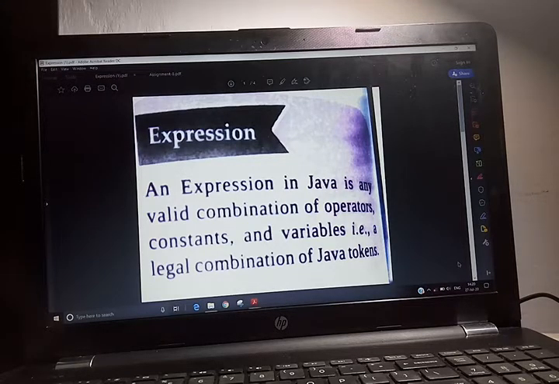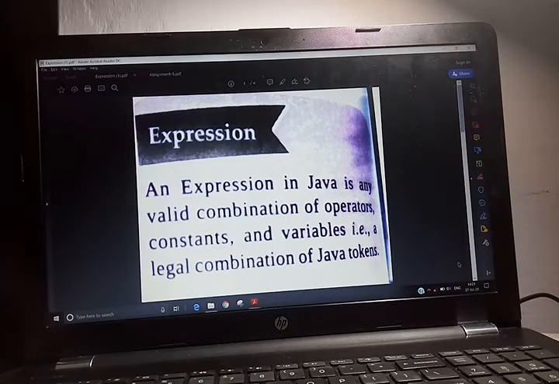An expression in Java is a valid combination of operators, constants and variables. An expression is composed of one or more operators. The objects of the operators are referred to as operands. The operations are represented by operators. The expression in Java can be of any type: arithmetic expression, relational or logical expression, compound expression.